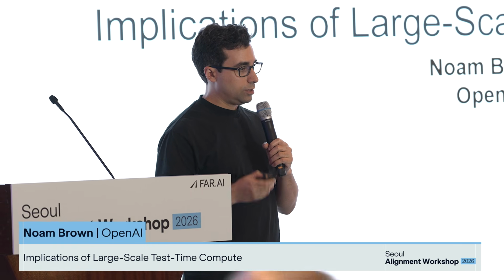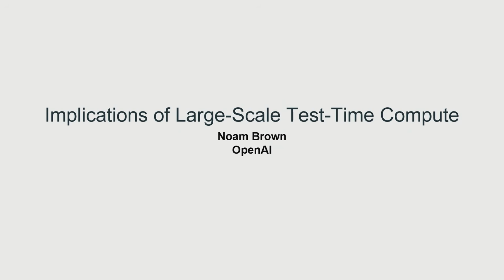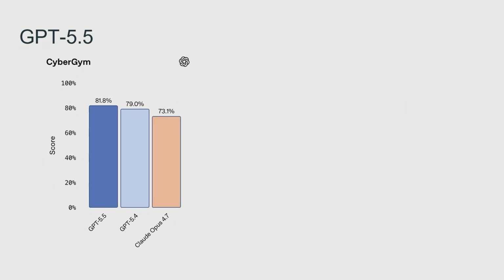Okay, so when GPT 5.5 came out, on benchmarks like these, it didn't look that much better than 5.4. You're seeing here on a cyber eval, you're going from 79% to 82%. But then people played around with the model and they realized it's actually a lot better.